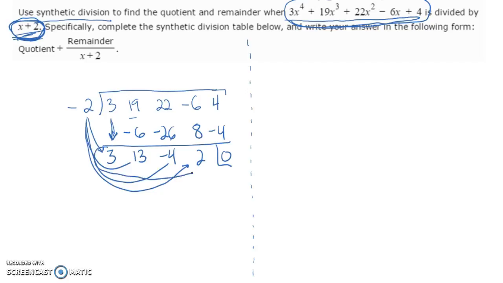Our answer should be a polynomial, and the polynomial would be this. If this 3 represented 3x to the 4th, this one's 3x cubed. So our answer is 3x cubed, and then these powers just drop down 1 as you go. So that 13 represents a 13x squared, that negative 4 represents a negative 4x, that 2 is just a plain old 2, and this is my remainder.